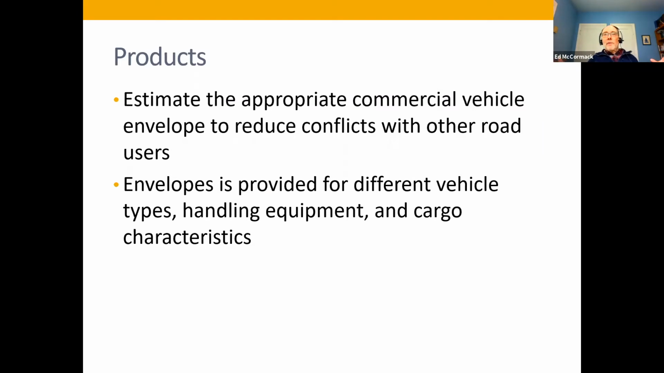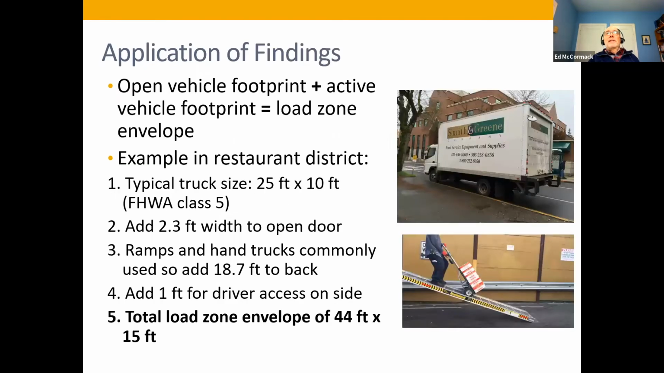And the envelope, we had these measurements for different vehicle types and different handling equipment, different hand trucks, pallet jacks, and cargo characteristics. So let me show you an example of the findings. What you could do is you take the size of the truck, which is the open vehicle footprint, plus the active vehicle footprint. So that's the space needed for the drawers. And then the active vehicle footprint, that's the space the driver needs to do the unload activities.